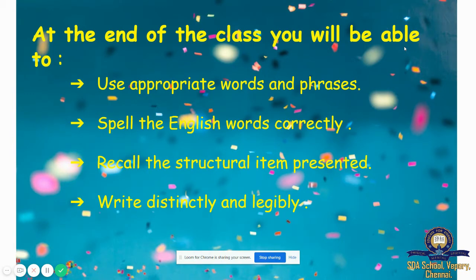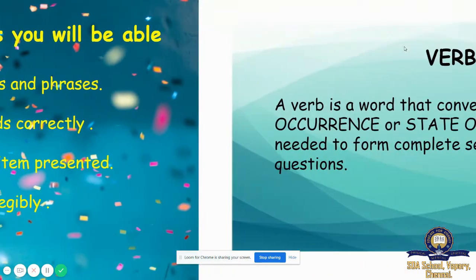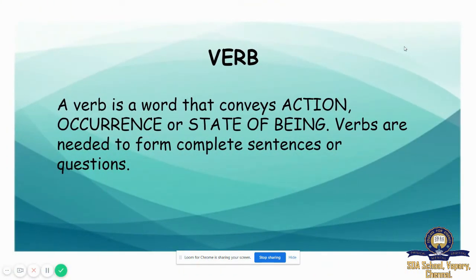So, before moving on to our topic, I want to ask you a question. What is a verb? Yes, you are correct. A verb is a word that conveys action, occurrence, or state of being. Verbs are needed to form complete sentences or questions. Very good, children. You have answered it correctly.